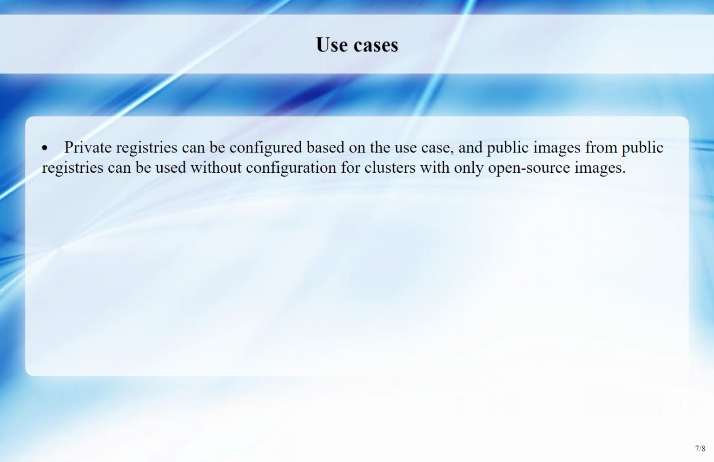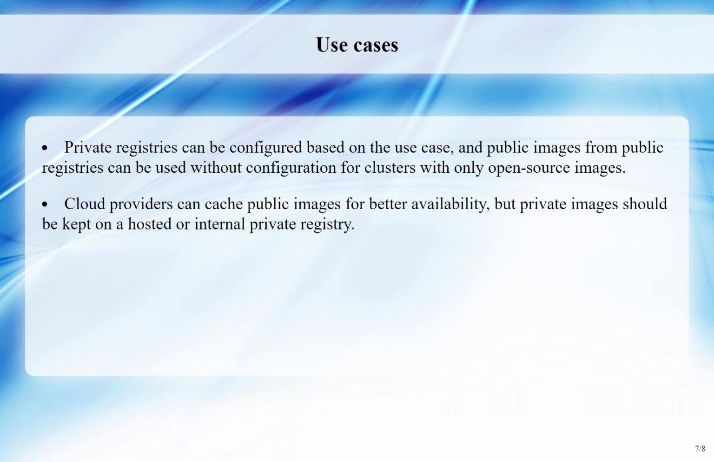There are various solutions for configuring private registries, depending on the use case. For clusters running only open-source images, public images from a public registry can be used without any configuration required. Some cloud providers automatically cache or mirror public images to improve availability and reduce image pull time. For clusters running proprietary images that should only be visible to internal users, a hosted private registry or an internal private registry behind a firewall can be used.